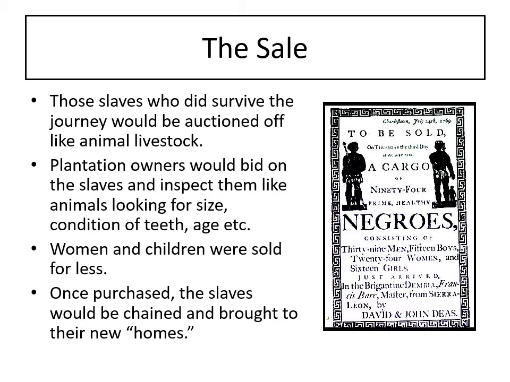The sale. Those slaves who did survive the journey would be auctioned off like animal livestock. Plantation owners would bid on the slaves and inspect them like animals looking for size, condition of teeth, age, etc. Women and children were sold for less. Once purchased, the slaves would be chained and brought to their new homes. Their lives and culture would never be the same again.